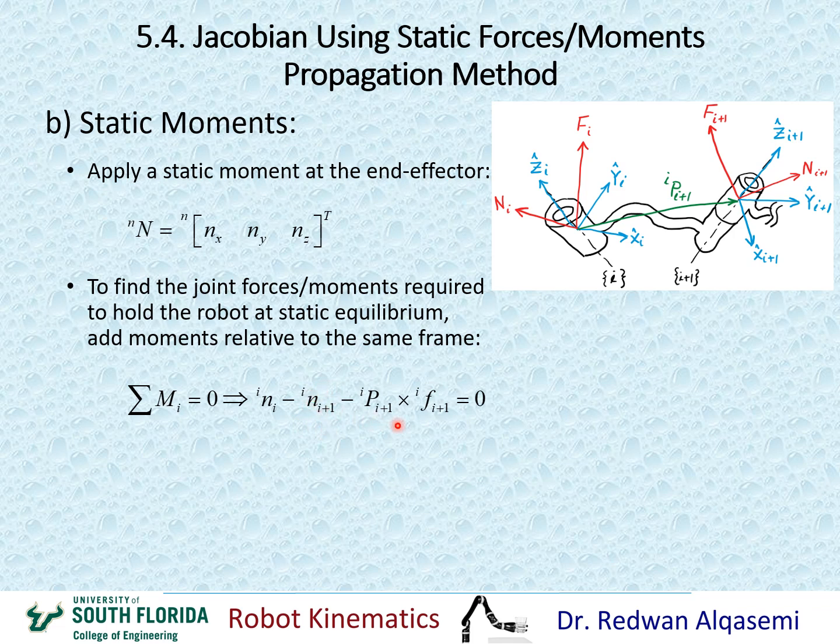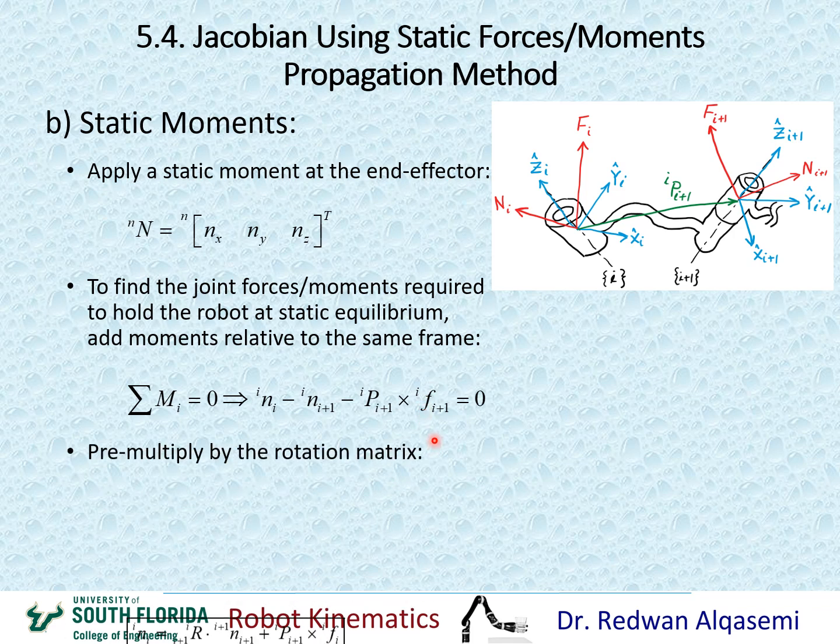Now when we come to the force here, I have force i plus 1 relative to i, and what I need is i plus 1 relative to i plus 1, or i in reference to i. If you recall in the previous slide when we did the static forces, we found out that Fi relative to i equals Fi plus 1 relative to i. So we don't need to pre-multiply this by the rotation matrix, since Fi plus 1 relative to i is the same as Fi in reference to i.